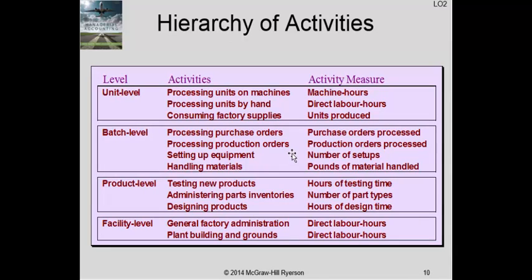So a useful way of thinking about this is in terms of a hierarchy. There are unit level activities and costs, batch level, product level, and facility level activities. Unit level is every time you produce a unit, you trigger some of these costs, right? So the cost of processing the unit on the machine or by hand, consumption of whatever supplies go into the unit, and so on. And some possible measures and allocation bases for unit level costs: units produced could be one of them. Could be direct labor hours, could be machine hours.